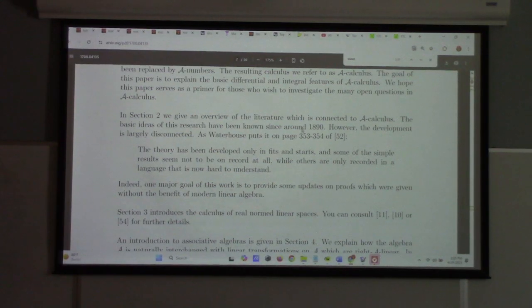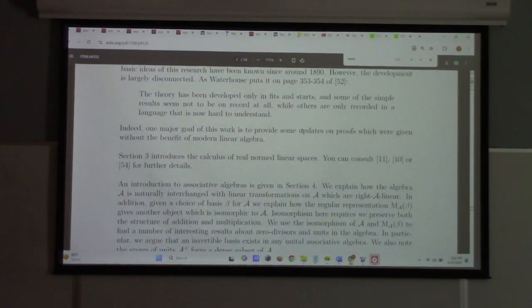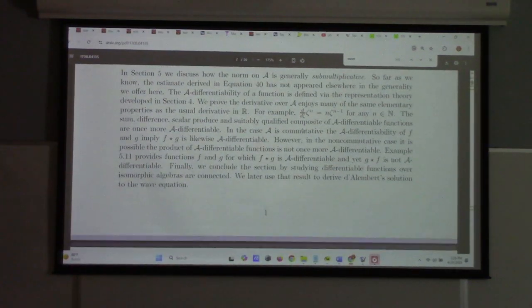I would say this is not well known in the larger mathematical community. Here's a quote by some dude named Waterhouse. He says, "The theory has been developed only in fits and starts. In some sense, some of the simple results seem not to be on record at all, while others are only recorded in a language which is now hard to understand." This is what I found: this particular kind of mathematics has been discovered before, but it's not widely known, and it's unfortunate because it's actually very interesting.